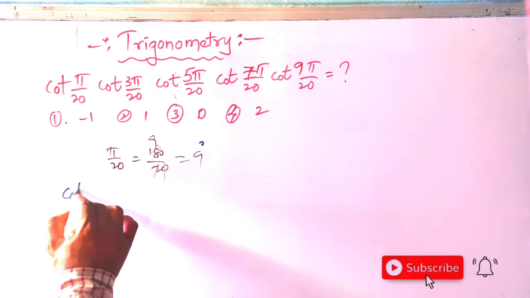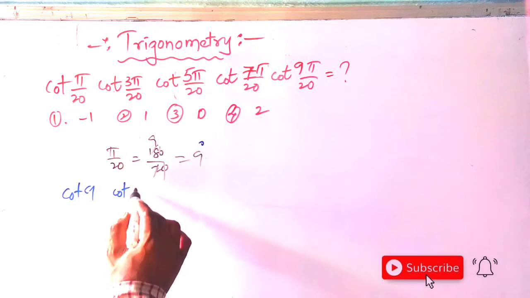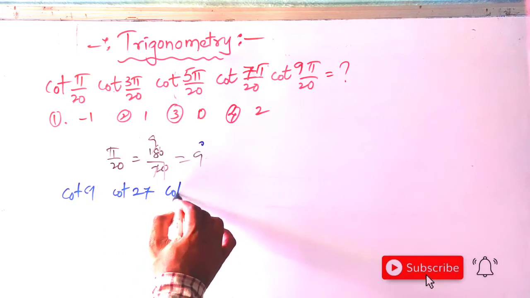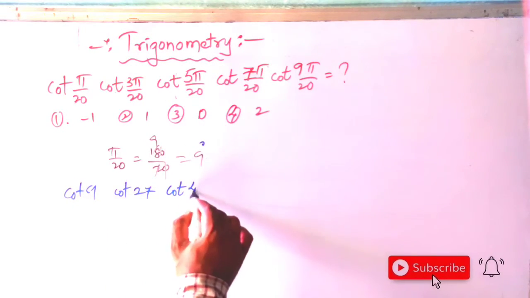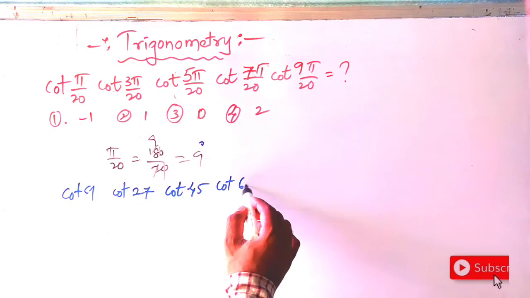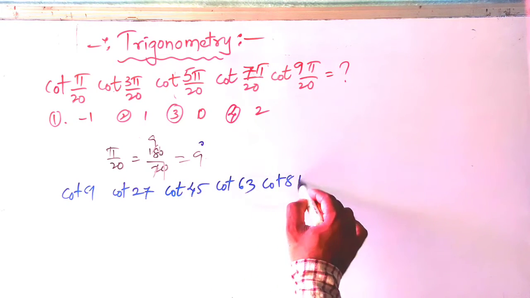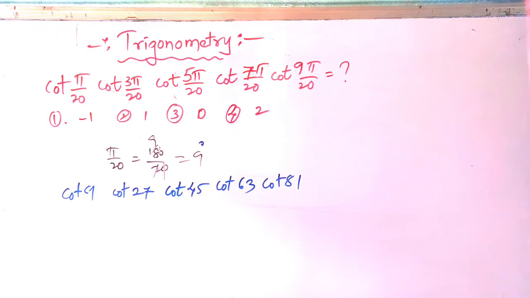First one is cot 9. Cot 9 into 3 is 27. Cot 9 into 5 is 45. Cot 9 into 7 is 63. Cot 9 into 9 is 81. Okay, so we got these in terms of degrees.